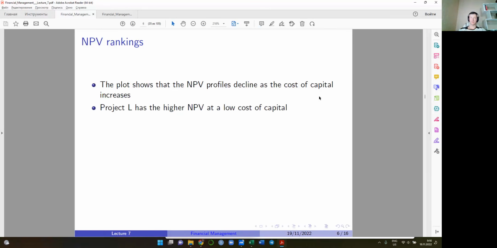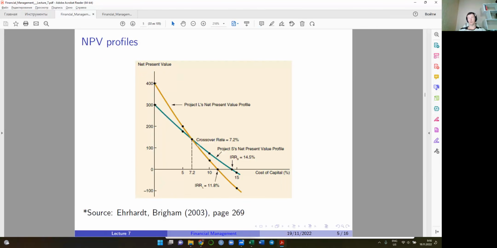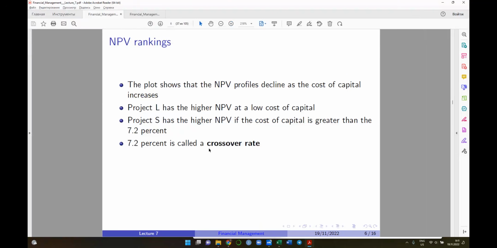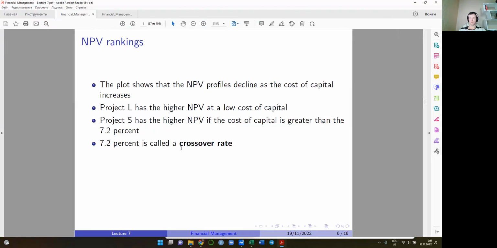We also see that when cost of capital is low, 5%, maybe 4 or 3, project L is more preferable because it has larger net present value. But after crossover rate, project L becomes less preferable and project S becomes better. Project S has the higher NPV if the cost of capital is greater than 7.2%. Yes, we already discussed that 7.2% is called the crossover rate.